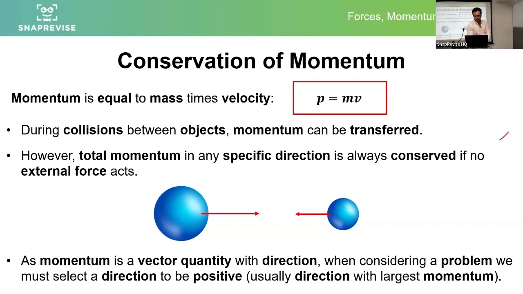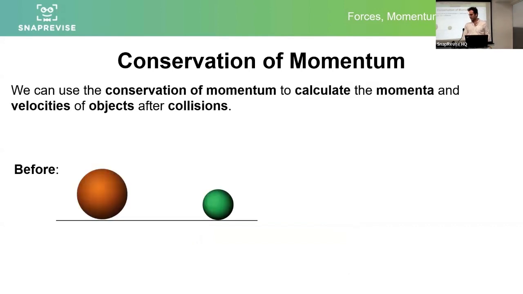Momentum is a vector quantity. It is a scalar, mass, times a vector, so it is itself a vector with direction. When considering a problem, we must select a direction to be positive. We've encountered this concept several times today. We need to establish a convention and stick with it.